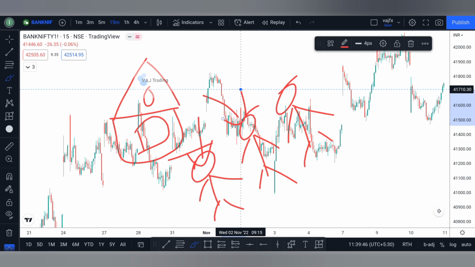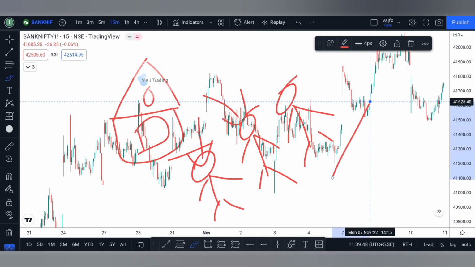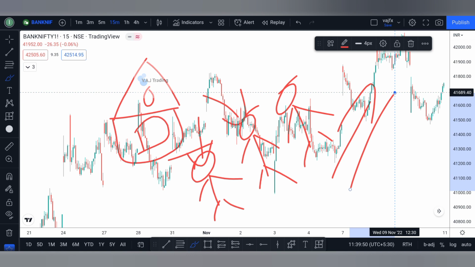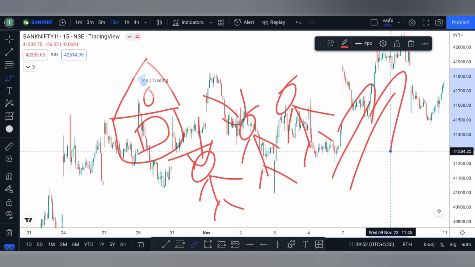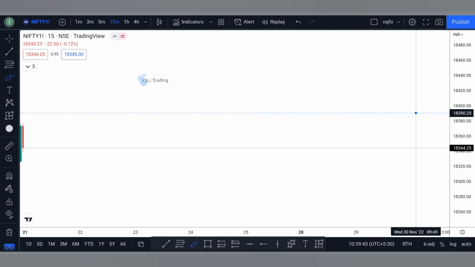Demand creates buyers. Demand is the place from where the buyers will push the market upside, and the opposite of this, the supply level, is where the price will come down and the sellers will push the market down. So without wasting any time, let's move on to our topic, supply and demand.